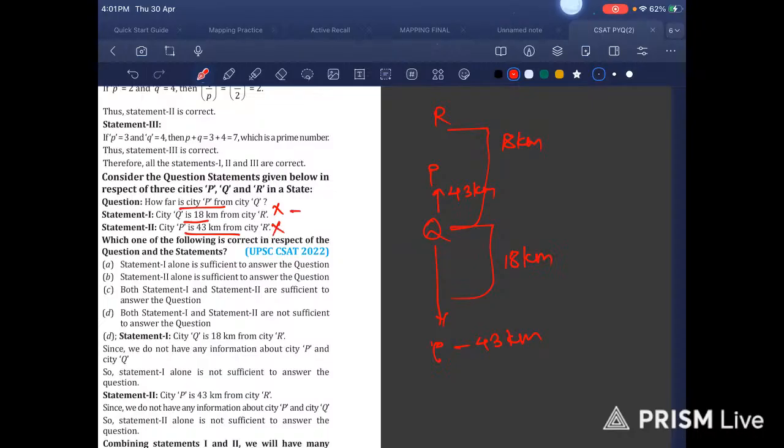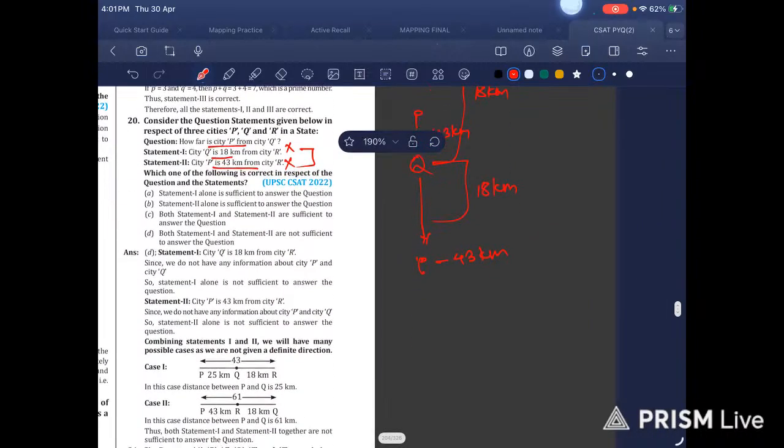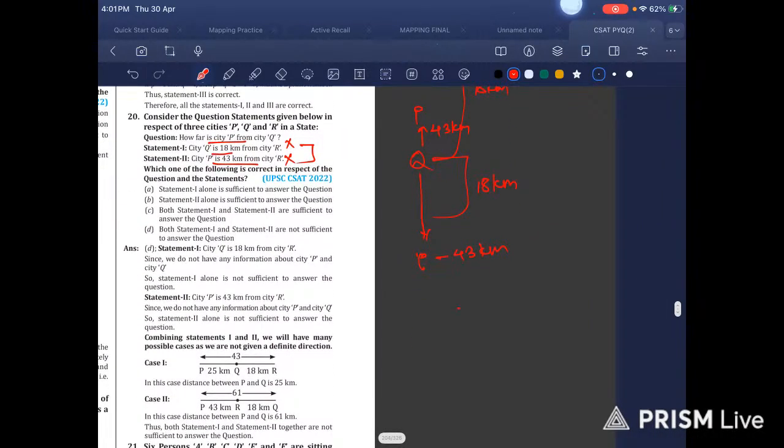So let us combine these two statements. Even if we combine these two statements, we get two cases like this. City Q is 18 kilometers from R and city P is 43 kilometers from P. This is one case. The second case is Q is 18 kilometers and city P is, second case is like this.